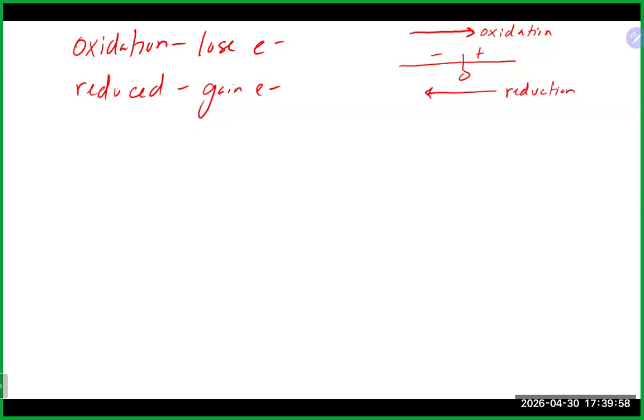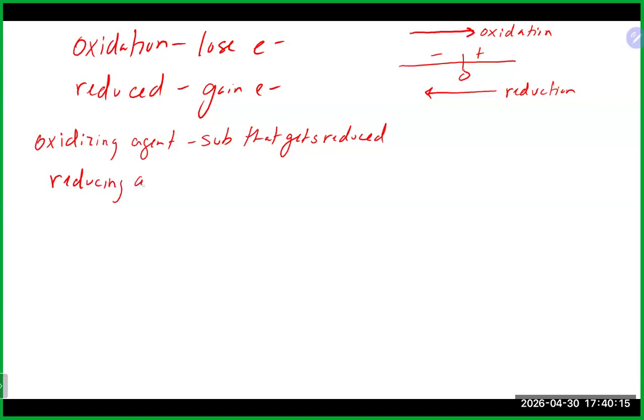And remember that there's also the oxidizing agent, which again is the substance that gets reduced, while the reducing agent is the substance that gets oxidized in this case. And again, the reason they're called reducing agents and oxidizing agents is they do cause the opposite effect in the other substance.